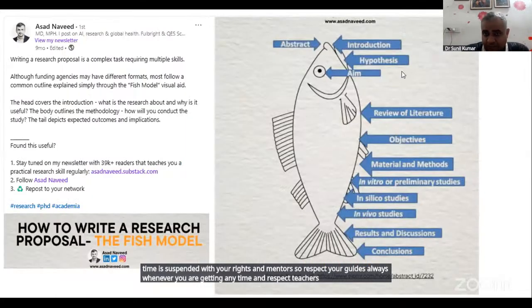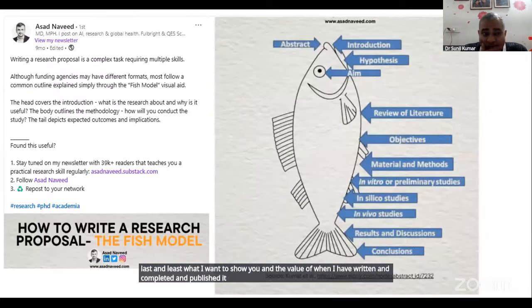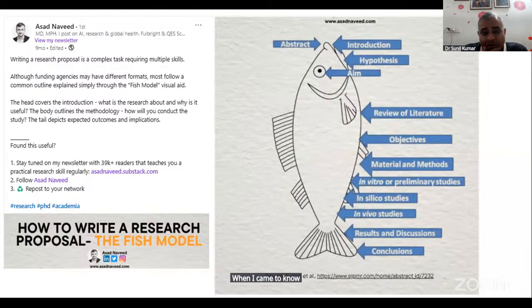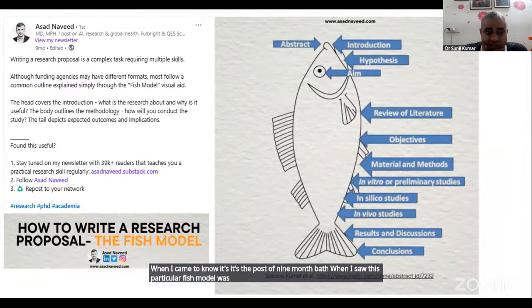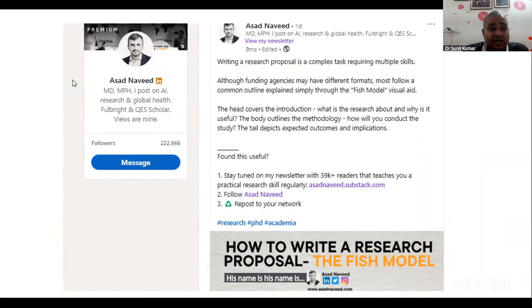This is not the last and least, but I want to show you the value of it when I had written, completed and published it. It's a post from nine months back, when I saw this particular fish model was shared on LinkedIn, the social media everybody already knows. This person has more than 2 lakh followers. His name is Asad Naveed.